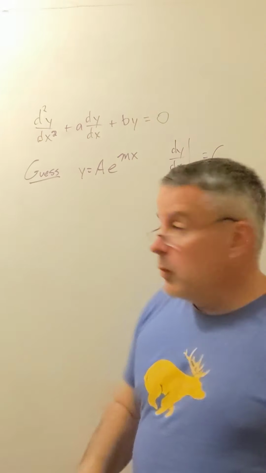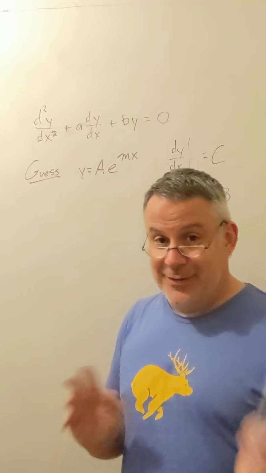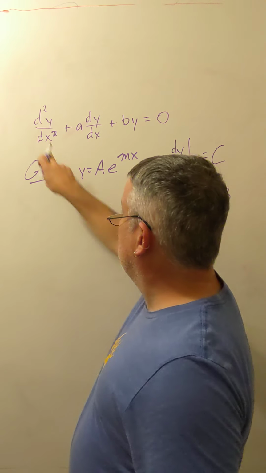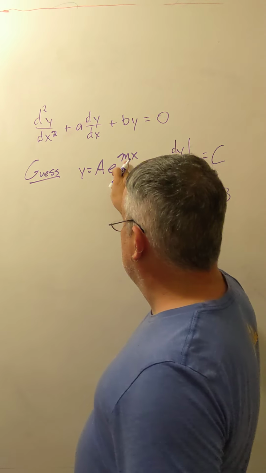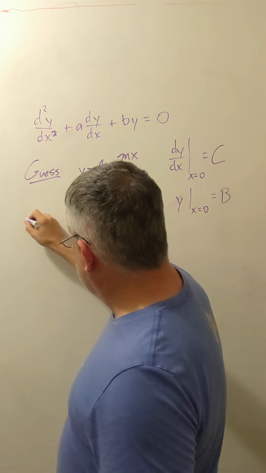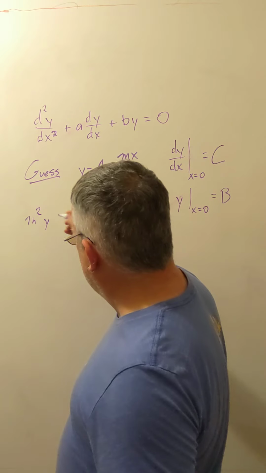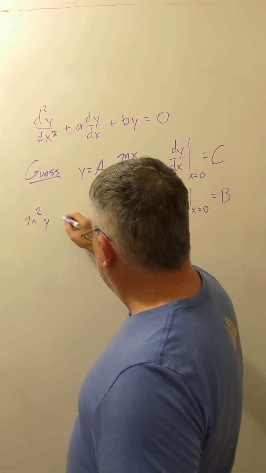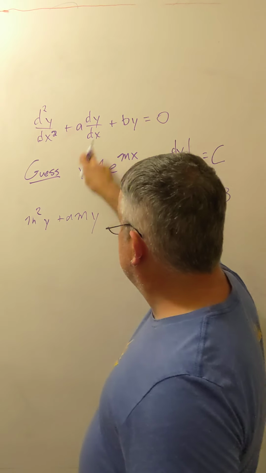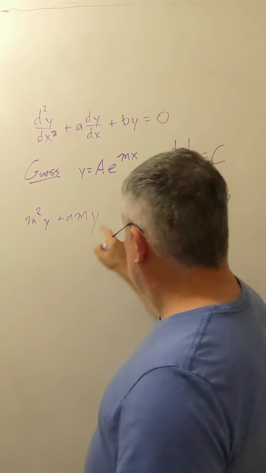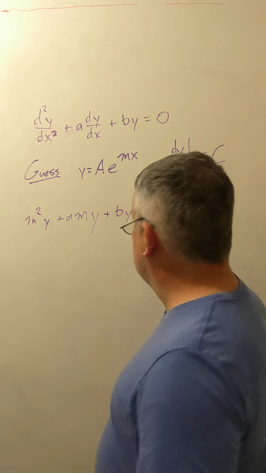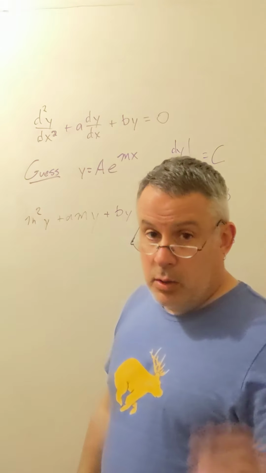Why is this form so great? Well, we know how to take derivatives of exponentials. We can plug in, and right away we see that the second derivative of y with respect to x is just y, and each time we get a factor of m that pulls down. So we can write that immediately as m squared times y, this one as am times y, because we have just the first derivative, one power of m, and then the next one is just b times y equals 0. All of them depend on y.